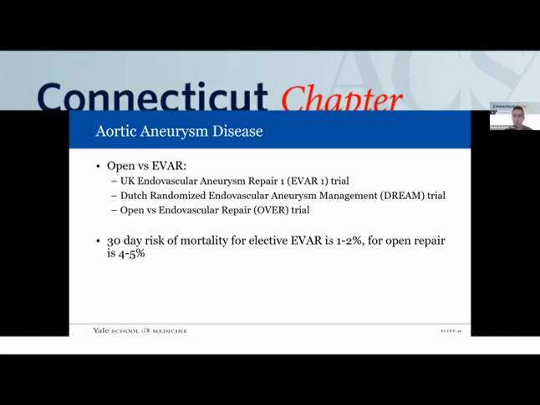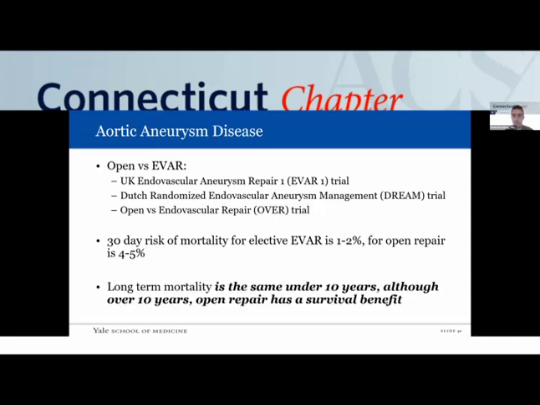Some people use this data to say, well, maybe we should do EVARs at 5, but currently the guidelines are still at 5.5. The national guidelines are still 5.5 for men and 5.0 for women. So what about long-term mortality? Long-term mortality is the same under 10 years. But if someone's expected to live over 10 years, open repair has a survival benefit. And so they cross at about 8 to 10 years.